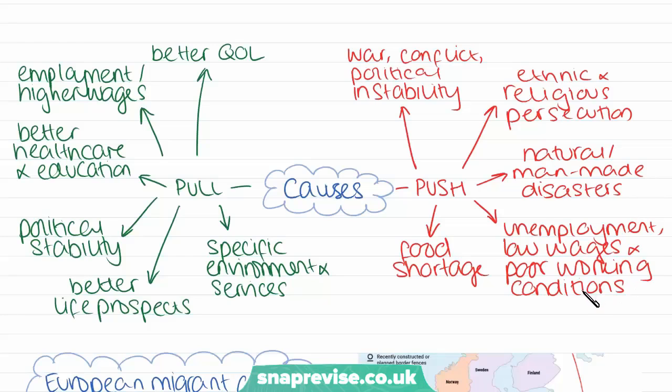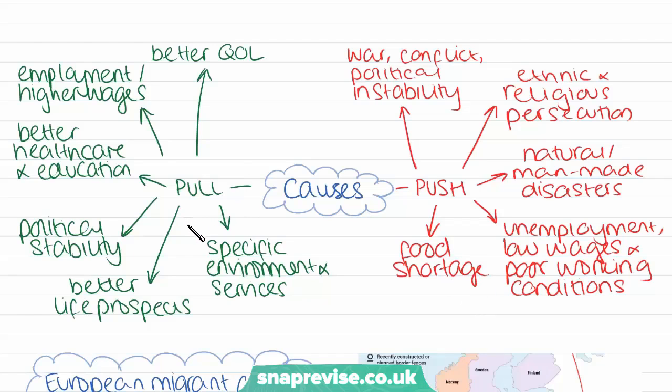Also socioeconomic conditions like unemployment, low wages, or poor working conditions. So they want to move elsewhere where they can improve their prospects. And also food shortages push people out of countries to find food elsewhere.